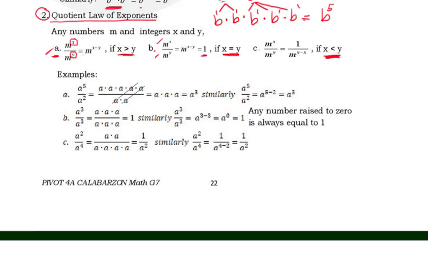Okay, so doon tayo sa example A. Look at this. A raised to 5 divided by A raised to 2. Saan po bang condition siya shoot? Mas malaki po yung x. So, meaning, ito po ay x is greater than y, kasi po ang x dito ay 5. So, the x in example letter A is 5, and then the y in this example is 2. So, meaning, x is greater than y. Kaya ito po ang ating gagamitin. So, this formula applies to example A.